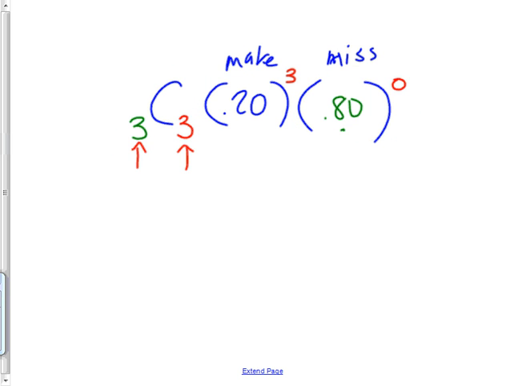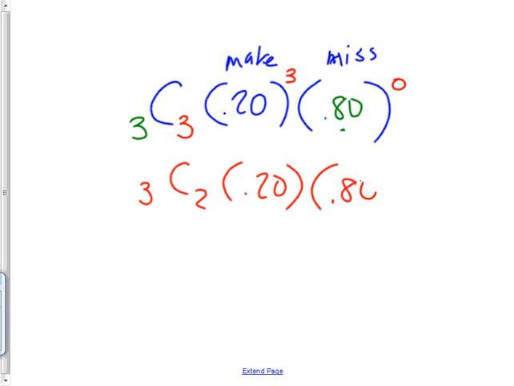What if I said he'd make at least 2 goals? If I said at least 2 goals, then that means I'd also be happy with him making 2 goals. And that would look like this. So that would have a 2 here because he made 2 and he missed 1 because the total's 3. And then if I'm happy if he made at least 2, then that means he can make 2 or 3. So this answer or this answer. And I get both answers and I would add them together. All right. So that's how you do it.